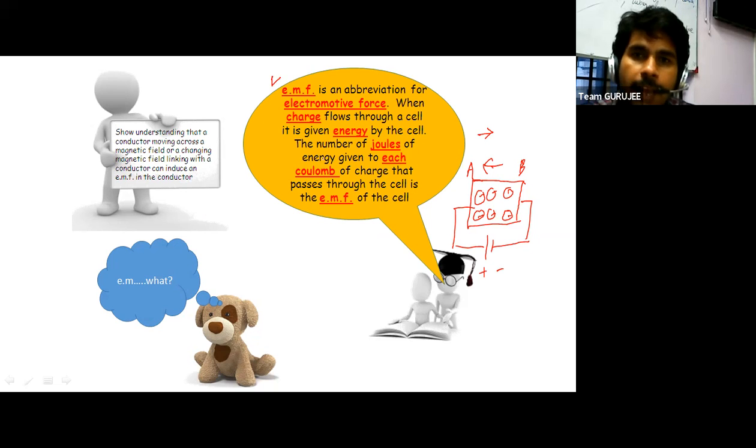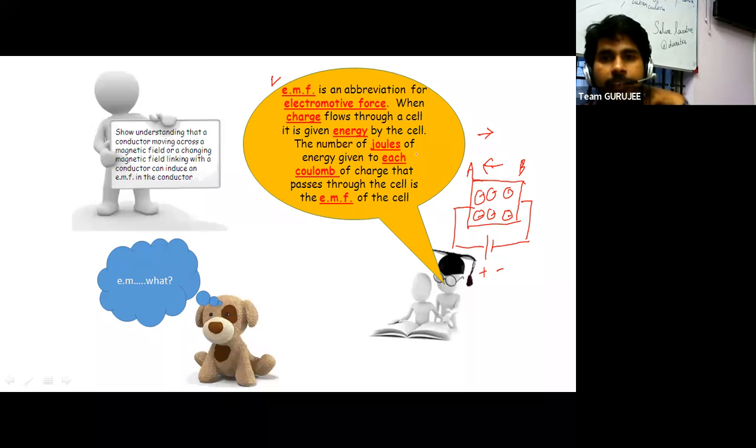Electromotive force. When a charge flows through a cell, it is given energy by the cell. So the number of joules of energy given to each coulomb of charge. That means the energy is given to the charged particles, like electrons, so the electrons move continuously in a conductor. So this external energy is known as electromotive force, simply we say EMF.